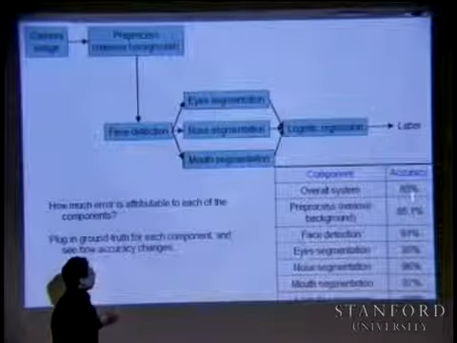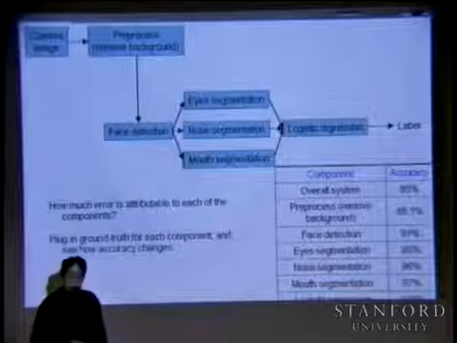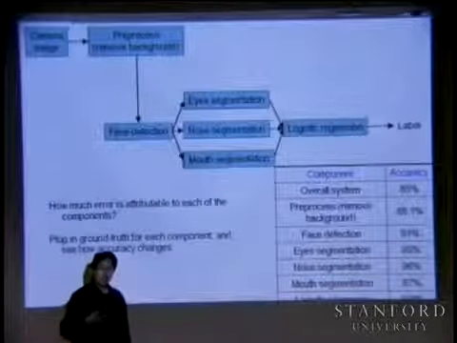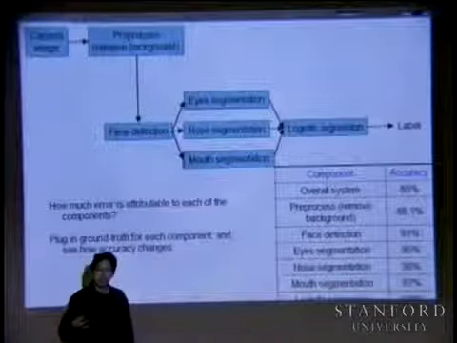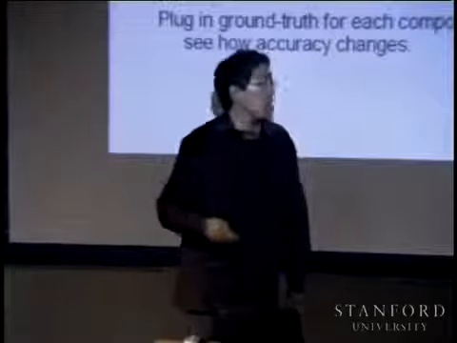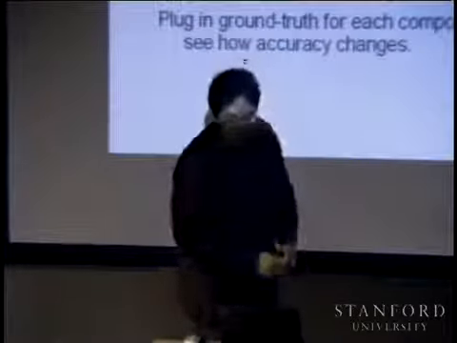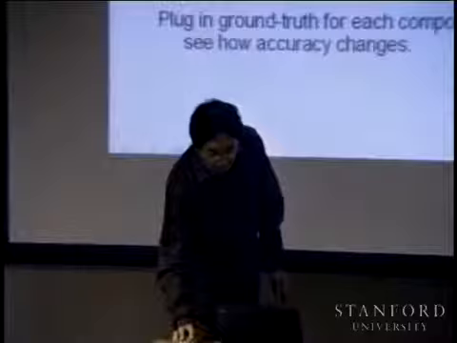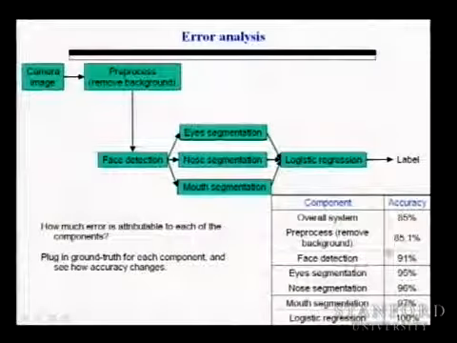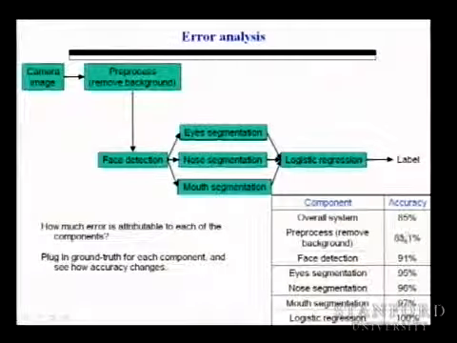Now you can look at this table and see how much getting the ground truth labels for each of these components could help boost your final performance. In particular, you notice that when I added the face detection ground truth, my performance jumped from 85.1% accuracy to 91% accuracy. So this tells me that if only I can get better face detection, maybe I can boost my accuracy by 6%.